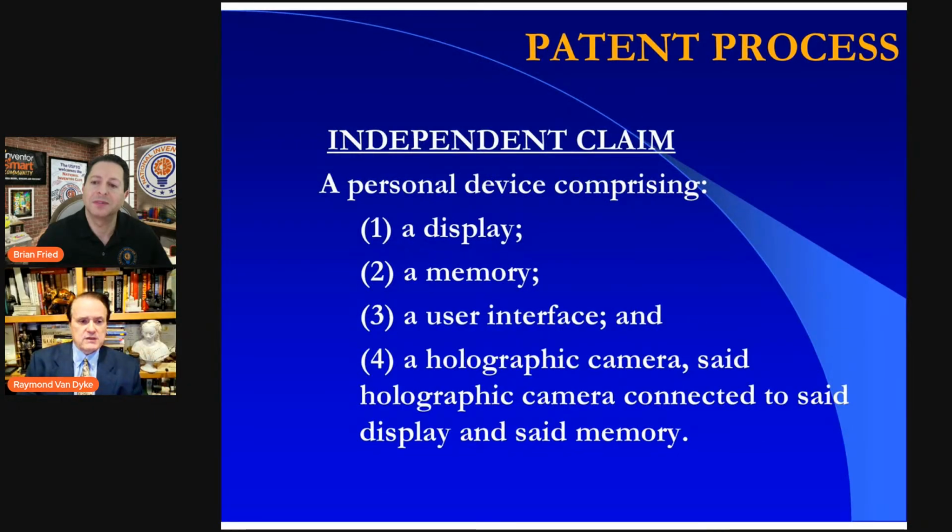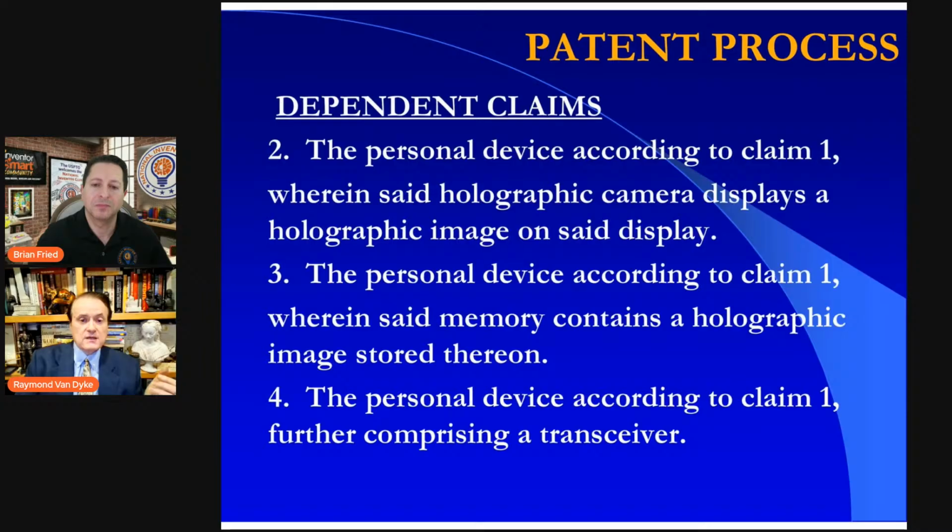So here's an example of an independent claim. An independent claim is the broadest claim. It stands alone, hence its name. So we have a display, a memory, a user interface, and a holographic camera. All right, where the camera is connected to the display and the memory. Okay, simple enough. You may have dependent claims. These are claims that incorporate all of the independent claim and they add something. Like number 2, wherein there's a holographic image on the display. Or 3, where there's a holographic image stored in the memory.